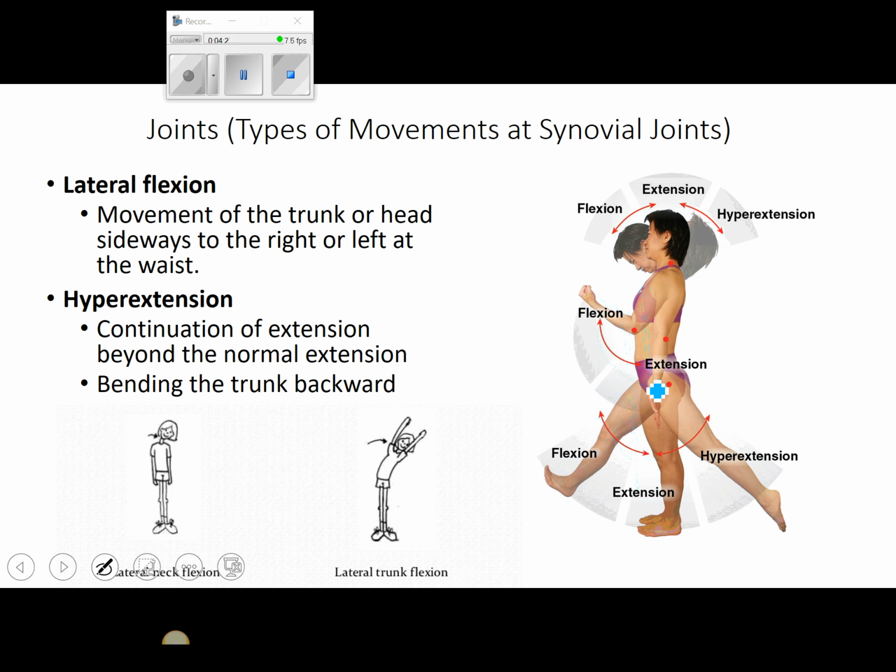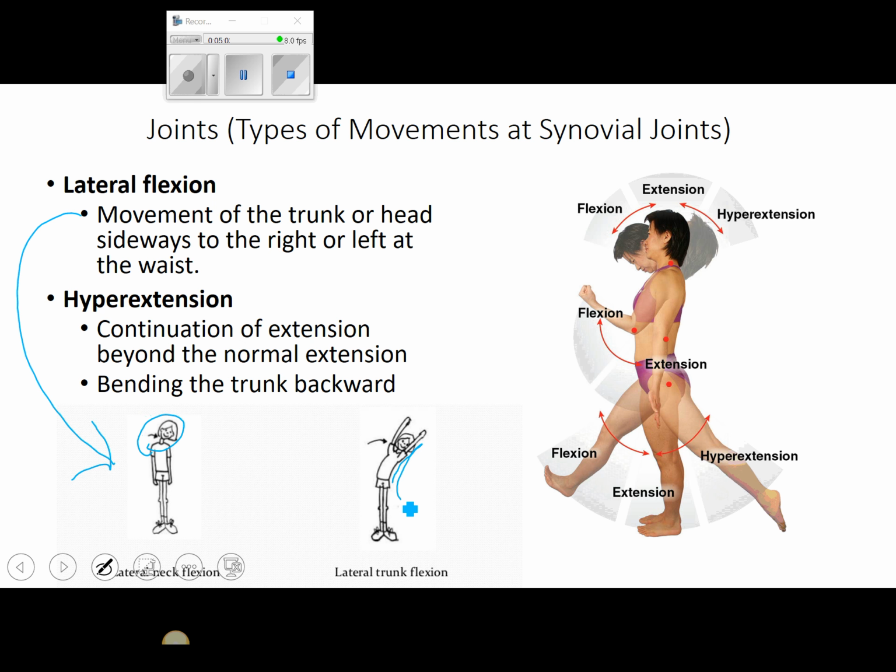Lateral flexion and hyperextension we have here. For lateral flexion, I'm showing you a picture at the bottom of the little lady's head. She's moving it over towards the side. And this lady here is showing the lateral trunk flexion, where she's taking the trunk of the body and just moving it towards the side. So this is movement of the trunk or head sideways to the right or the left at the waist. Lateral flexion occurs along the frontal plane, and it involves the intervertebral discs.